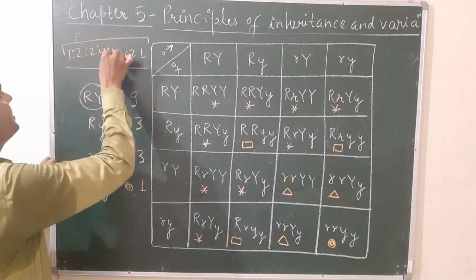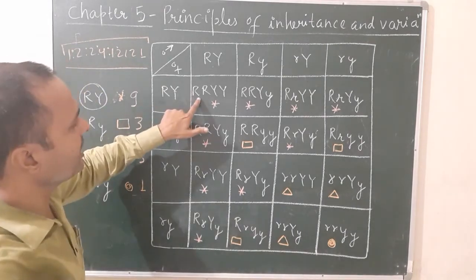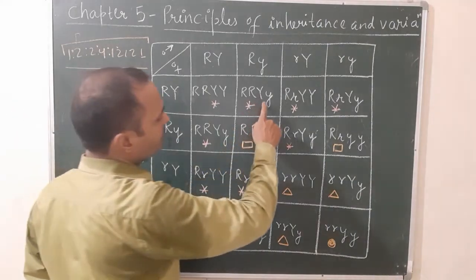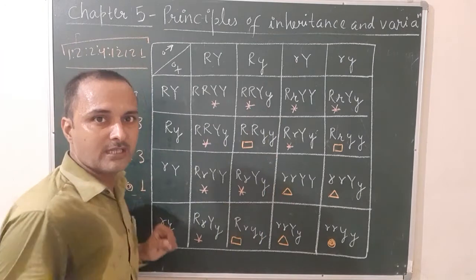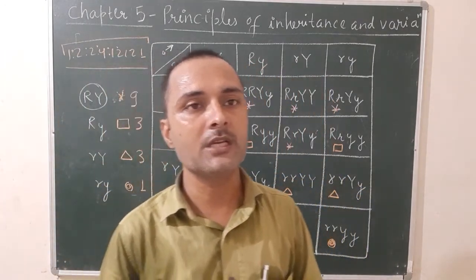So you can write this: phenotypic ratio and genotypic ratio. YY is 1 because one time all letters are capital. Yy comes 2 times, that's why 2. When you see the Punnett square in the next class, I will discuss the phenotypic and genotypic ratio once again.